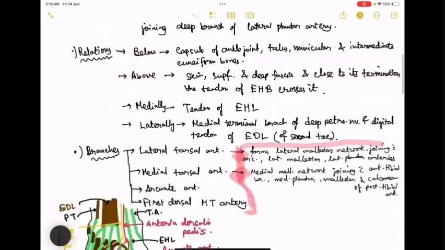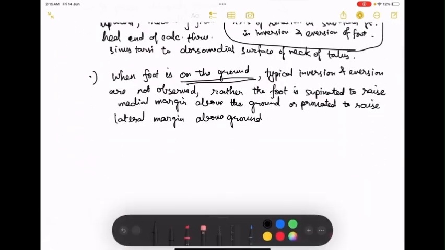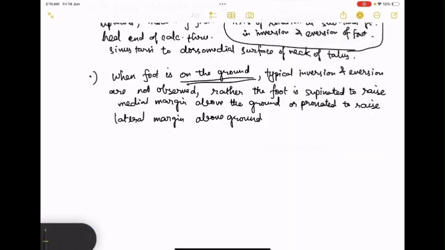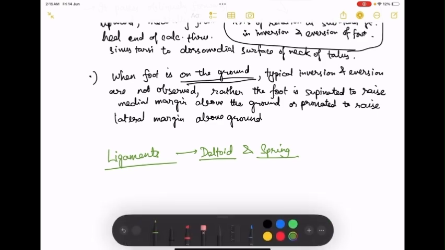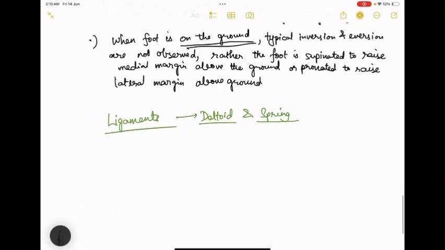Moving on to the ligaments. So ligaments, we know what the colors are. Ligament is always colored in green. So we will use a darker shade so that it's more prominent. Ligaments, mainly deltoid and spring ligament. Today is a very long discussion. Okay, I'm getting a bit tired, but I'm continuing. Let's move on to the deltoid ligament.